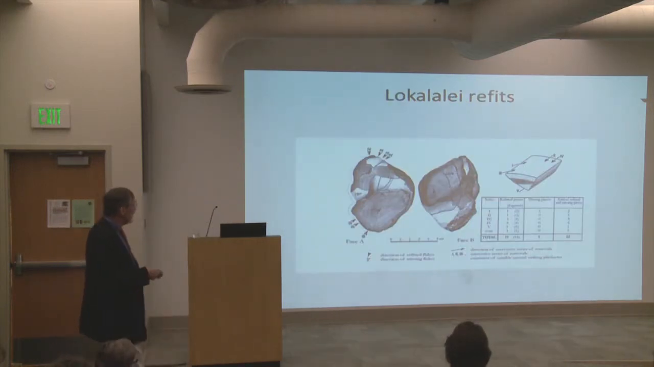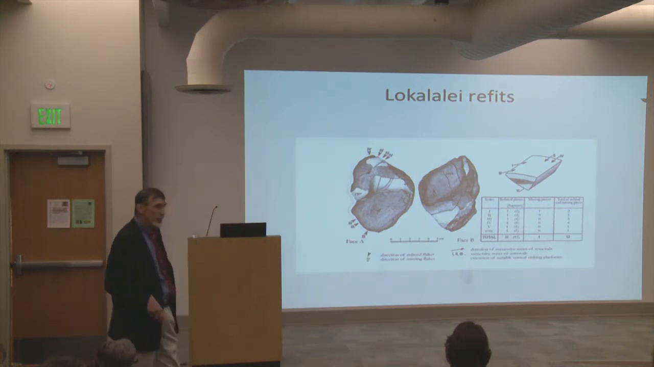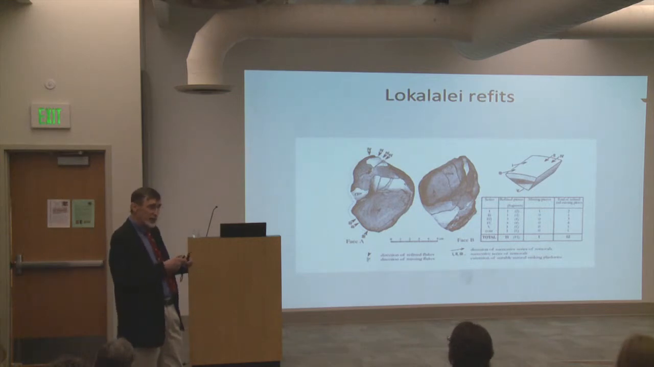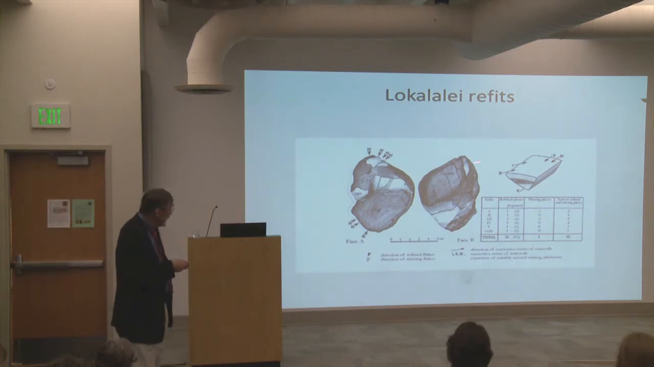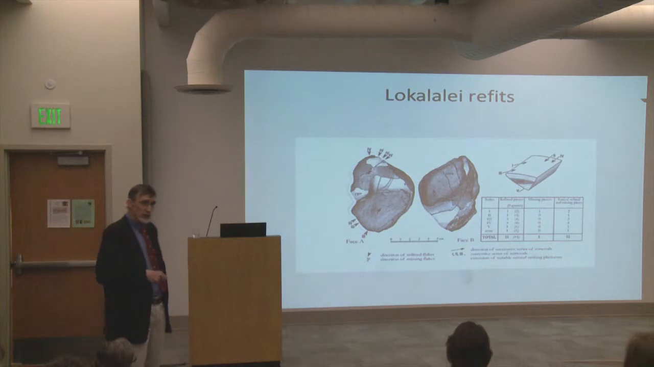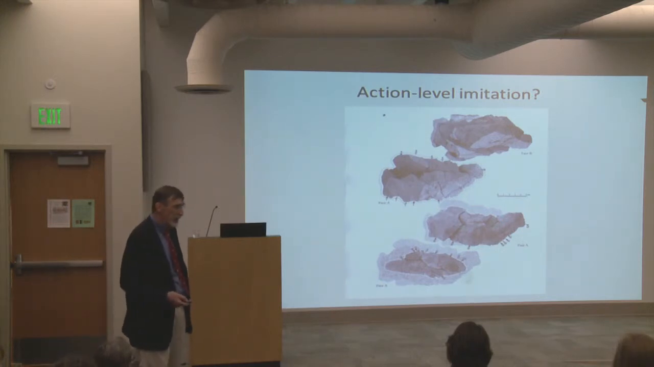Now, this, interestingly, is from a site called Lokalalei in northern Kenya. The site's about 2.3 million years old. The interesting thing about this site is that all the flakes were there, which meant you can take the flakes and glue them back together into the core. This is called refitting. Then you can examine the order in which the flakes were removed, so you can actually reconstruct the actions that were used.